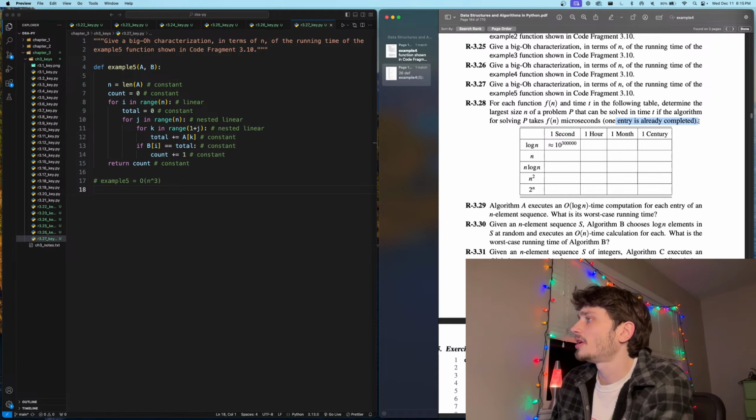One entry is already completed. So 1 second for each function and time. So we have a function and we have time. Determine the largest n size of a problem that can be solved in this. Okay, so this is not that hard.